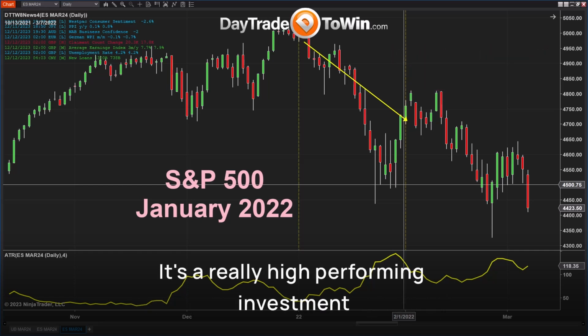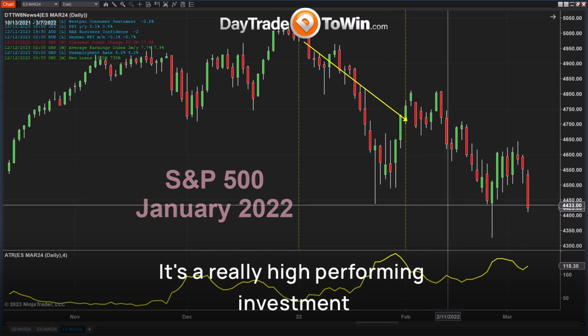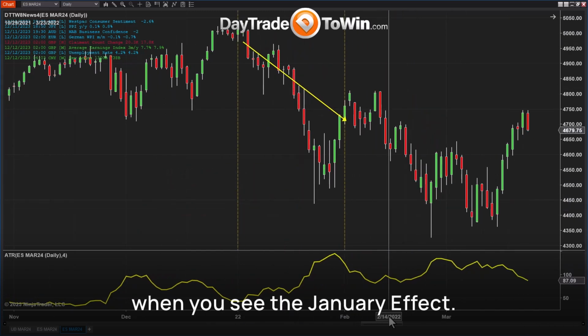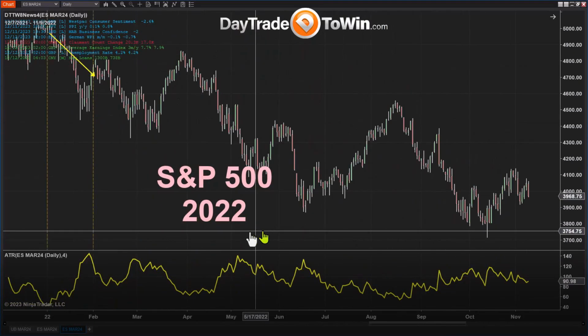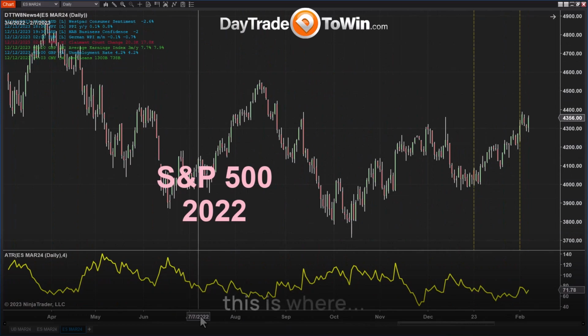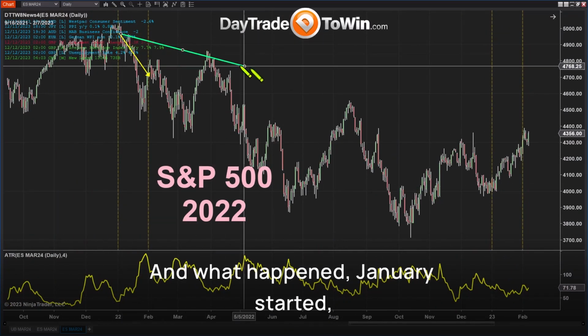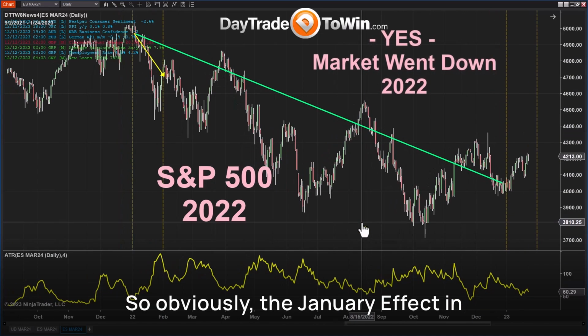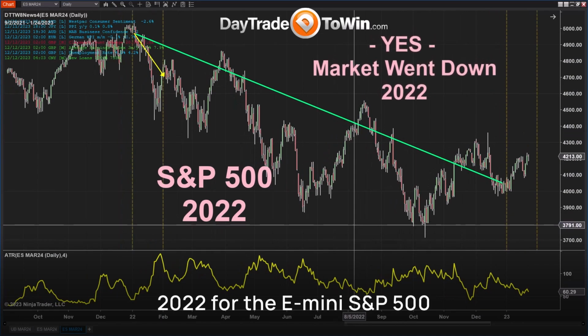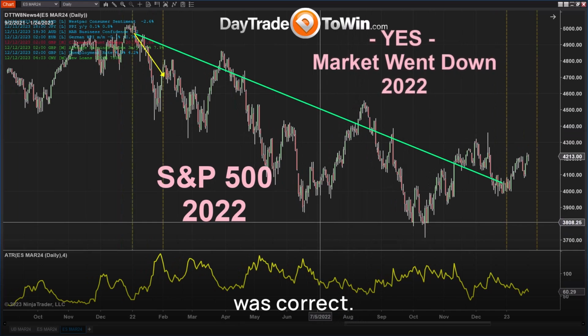It's a really high performing investment when you see the January effect. Now, if you look at December, this is where and what happened. January started, and this is December. So obviously, the January effect in 2022 for the E-mini S&P was correct.